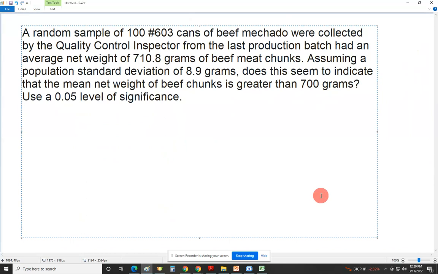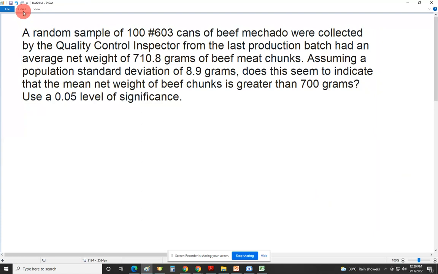Okay, before we proceed with steps 1 to 6, let us enumerate all the givens. So I usually ask my students, to avoid confusion, to look immediately at the quantitative givens. Let us encircle all the quantitative givens. Okay, first, 100. It's not, number 603 is not a quantitative given, it's a name. It's the name of the can. Next, the quantitative given is 710.8. Next, 8.9, 700, and 0.05.